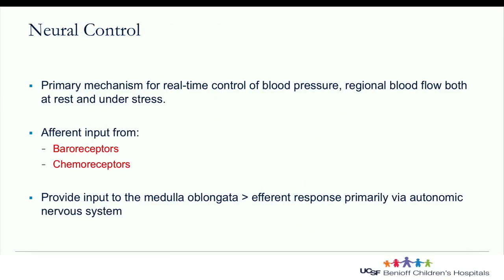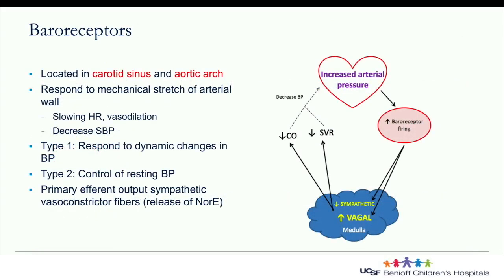Important to recognize that the autonomic nervous system plays a key role in regulating systemic vascular tone, both at rest and under stress. So input from both baroreceptors and chemoreceptors via afferent input to the brainstem play a key role in this process. So we'll review these briefly. The baroreceptors are located in the carotid sinus and the aortic arch. The type 1 baroreceptors govern dynamic changes in blood pressure, while the type 2 baroreceptors control blood pressure under resting conditions.